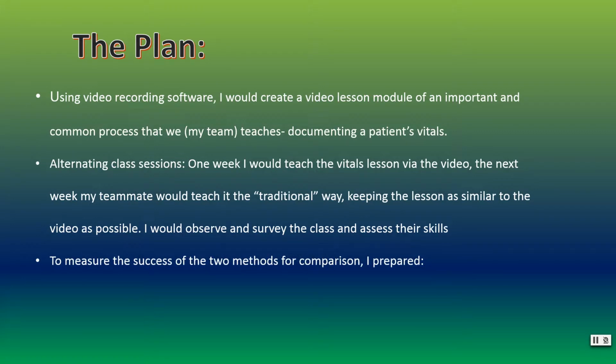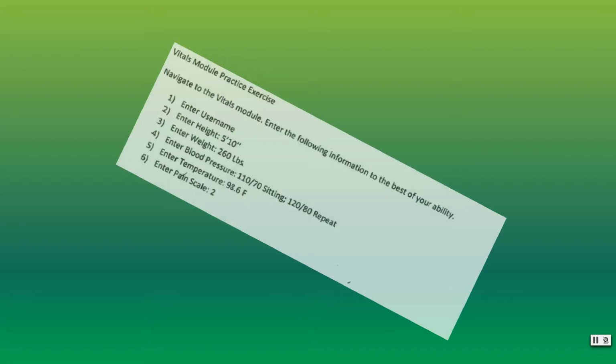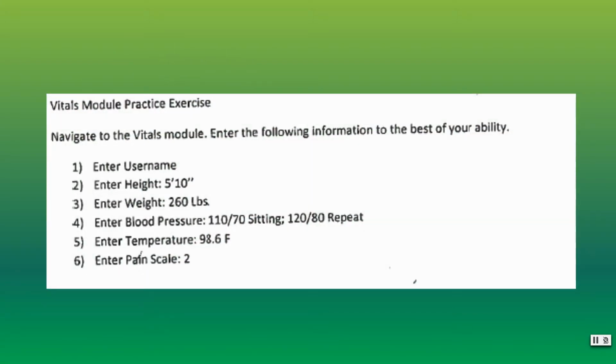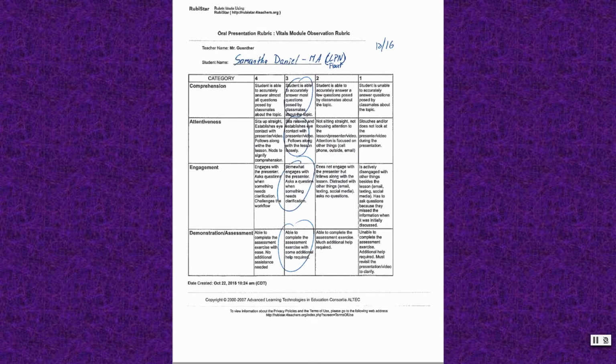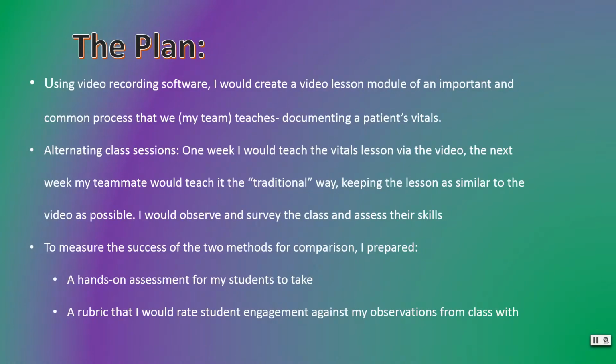To measure the success of my two methods for comparison, I began by preparing a hands-on assessment for my students to take. This was the 6 questions of the data that they needed to enter in that was considered vitals. I also created a rubric that I would compare my observational notes with and grade my students on their engagement. I did this on a scale of 1 to 4 with specific criteria listed for each level.